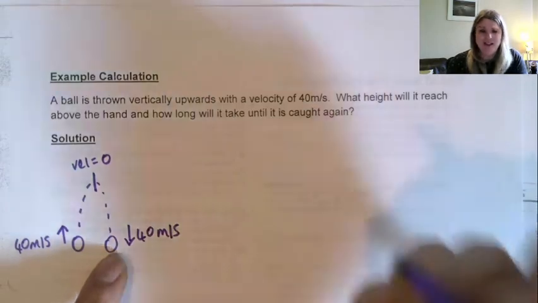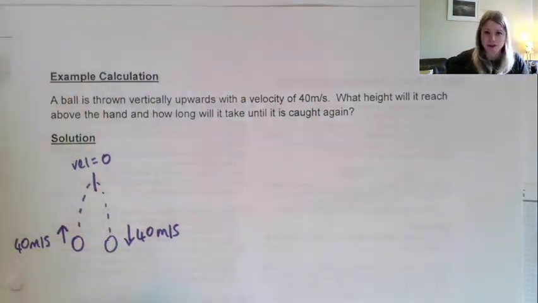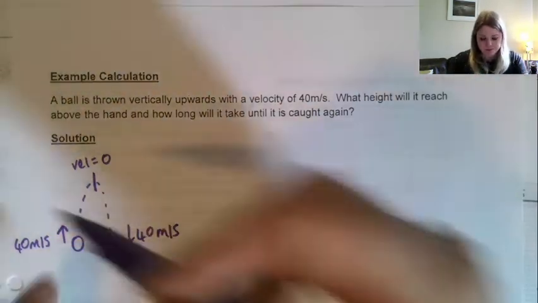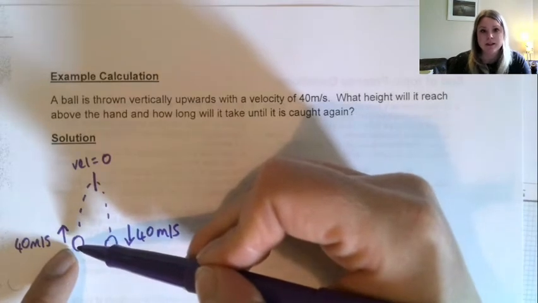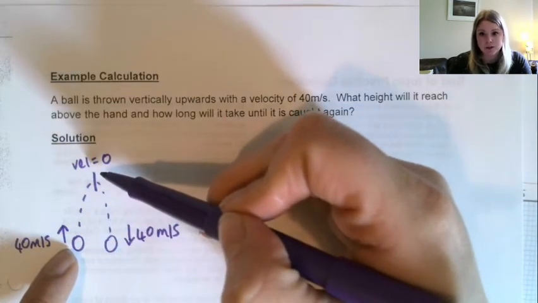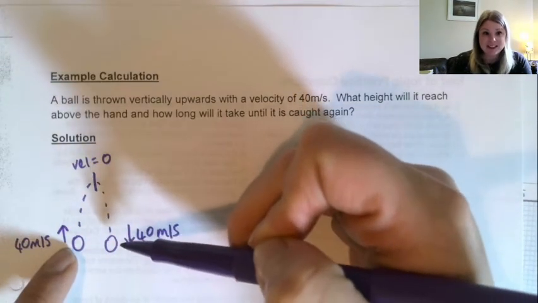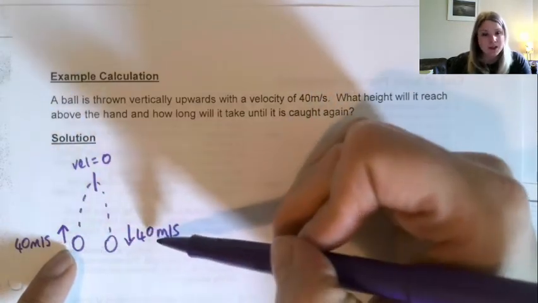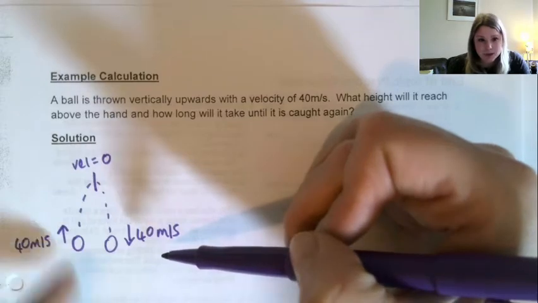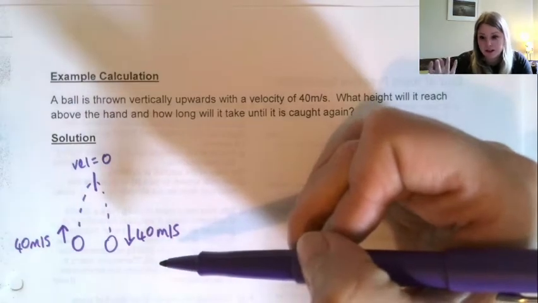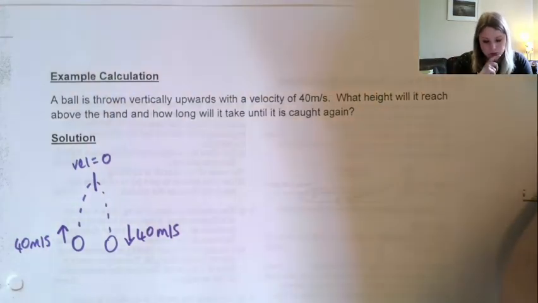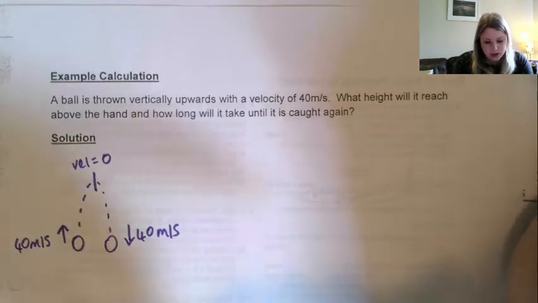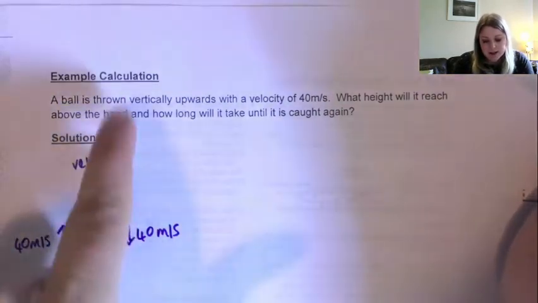Does that make sense? I was almost going to say it's like a mirror image. I suppose it's just like a reverse. So it started off at 40 here, decelerated until it reached 0, and then accelerated back down at the same rate as it decelerated on the way up. So at the same height, it's going to be going at the same speed because all the values are the same. Okay. Now, what had this asked us for? What height will it reach above the hand, and how long?